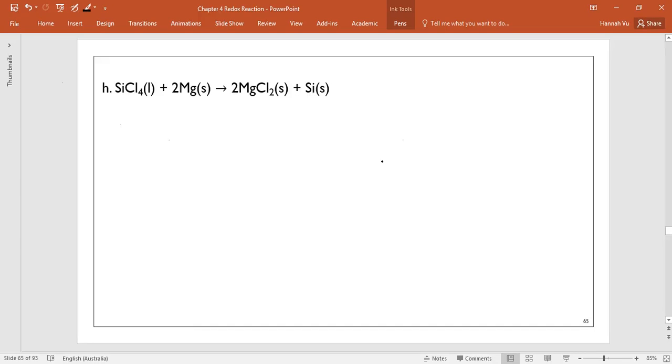And last but not least, we have part H of question 2. This is going to be fun. Alright, I'm going to start by finding the oxidation numbers for everything.